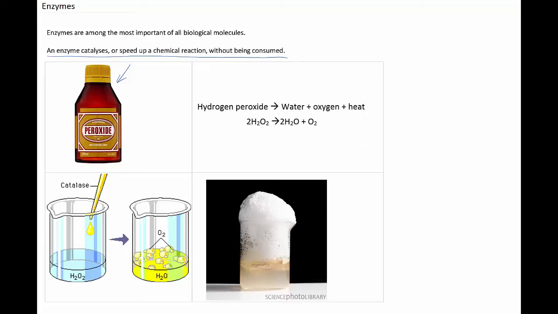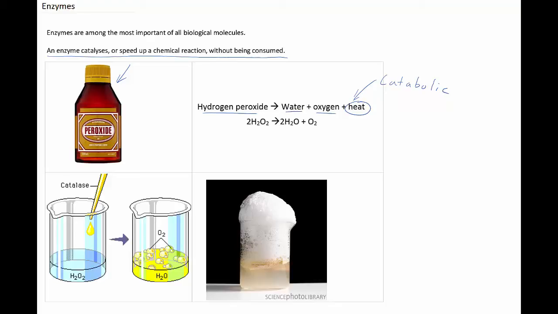Therefore, cells have to have a way of removing hydrogen peroxide, and they do this by converting it into water and oxygen gas. Because you are breaking down hydrogen peroxide into less complex products, it is a catabolic reaction and as such releases heat as the result of the reaction.